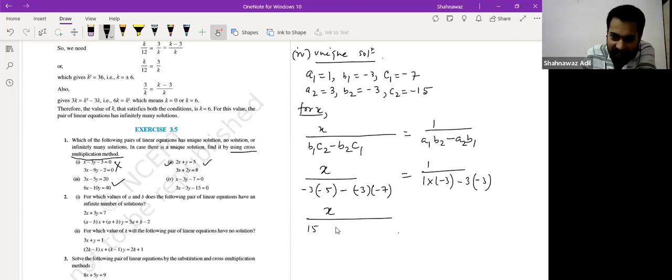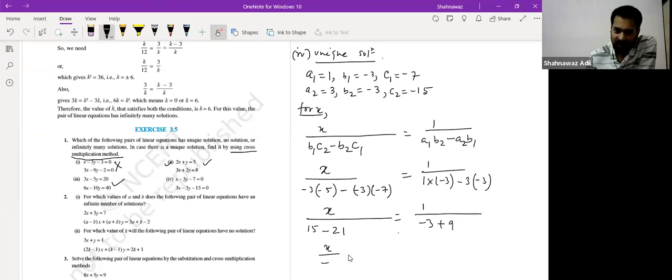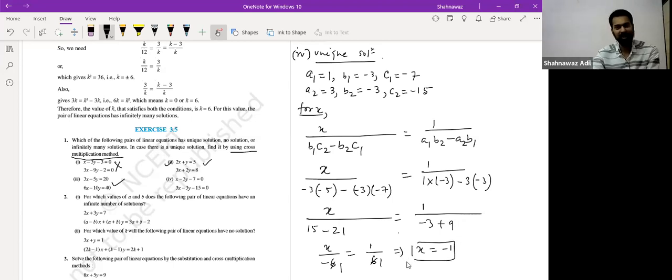Okay, so you're checking the minus equations, right? Yes. So -21, right? Minus, plus, and then again minus, so minus. And here we have -3 and +9, right? So this becomes -6 and this becomes 6. So this becomes -1, right? So am I correct, guys? Yes, sir. So are you guys noting it down? Yes, sir.